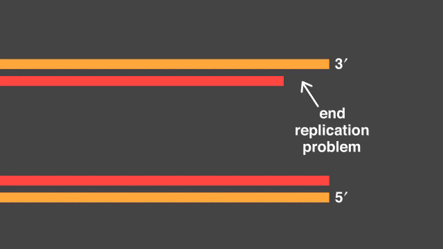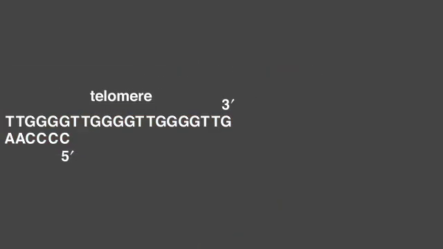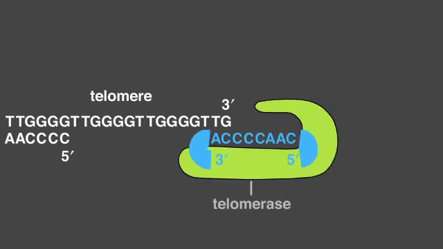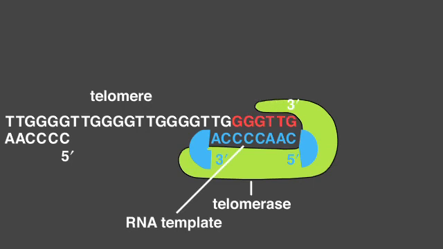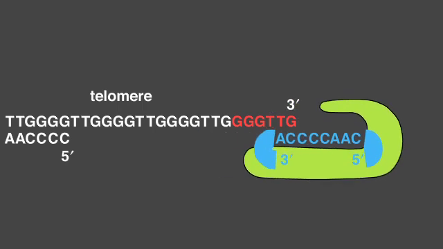This end replication problem is solved by the enzyme telomerase. The ends of chromosomes contain a G-rich series of repeats called a telomere. Telomerase recognizes the tip of an existing repeat sequence. Using an RNA template within the enzyme, telomerase elongates the parental strand in the 5' to 3' direction and adds additional repeats as it moves down the parental strand.